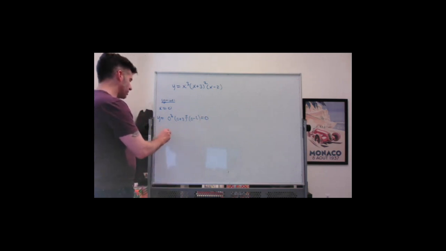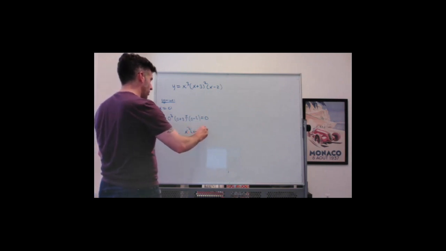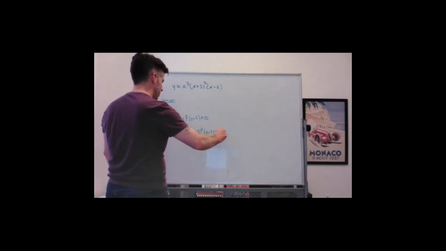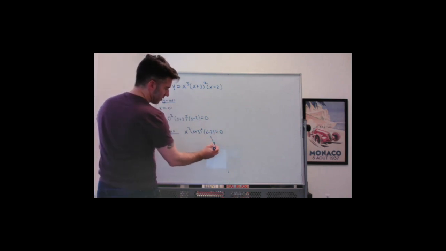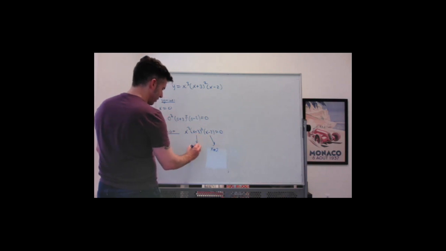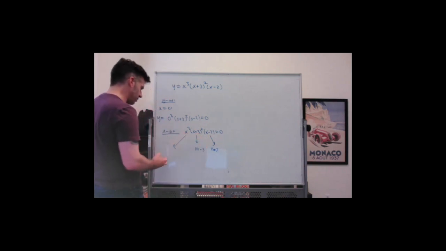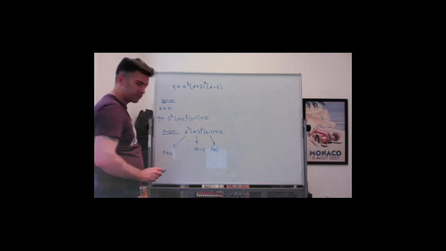And x-intercepts, I'm setting x cubed times x plus 3 squared times x minus 2 equal to 0. From this factor, I get x equal to 2. From this factor, I get x equal to -3. And from this factor, I do get x equal to 0.